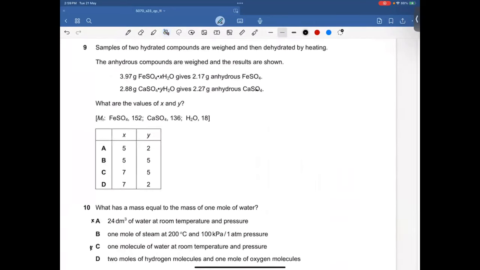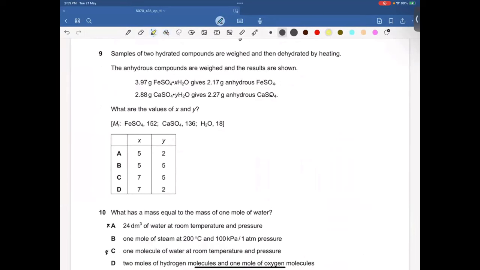Next, question number 9. Again, calculation. Samples of 2 hydrated compounds are weighed and then dehydrated by heating. The anhydrous compounds are weighed and the results are shown. What are the values of X and Y? Okay. 3.97 gram of FeSO4.XH2O gives 2.17 gram of anhydrous FeSO4. So this is hydrated and this is anhydrous. If I subtract these two values, I'll get the mass of water, right?